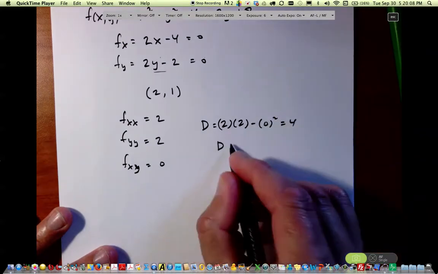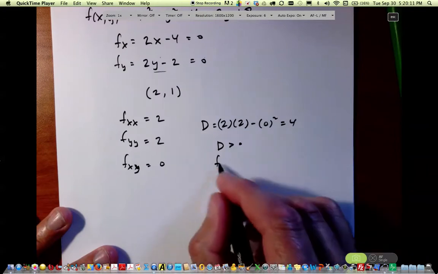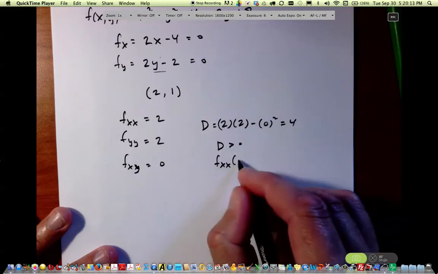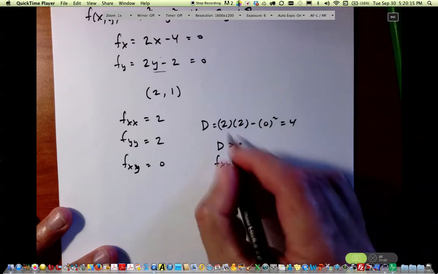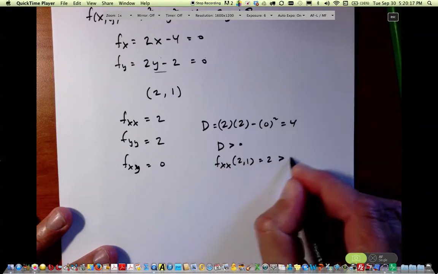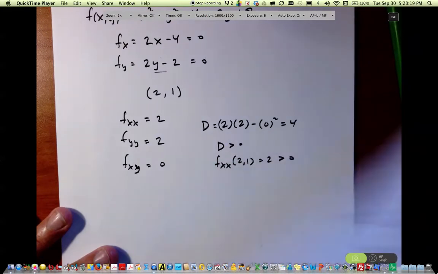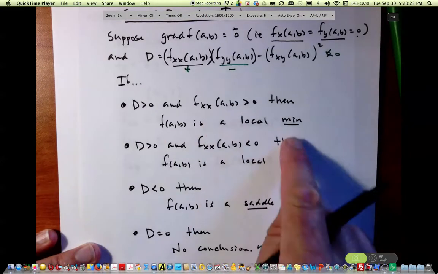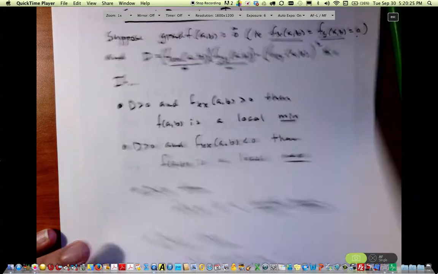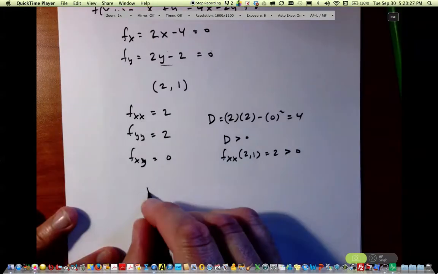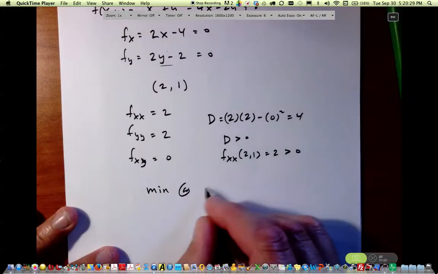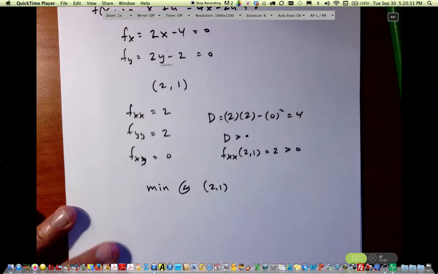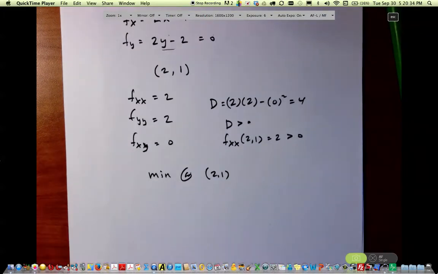So the discriminant is positive, and fxx evaluated at (2, 1) is equal to 2. That's also positive. So we are in the first case. Both of these are positive, which means that the critical point is going to correspond to a local minimum. So there's a local min at (2, 1). Okay?